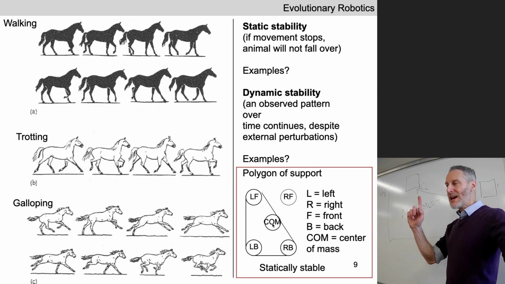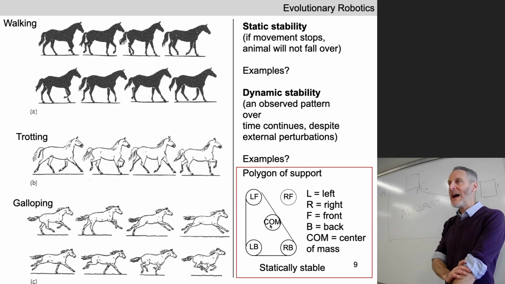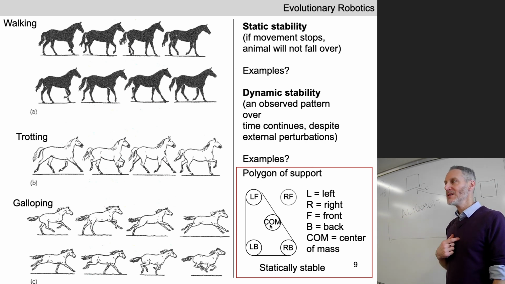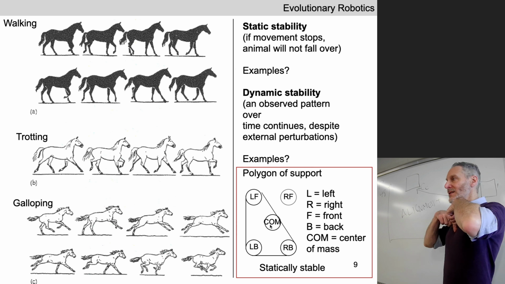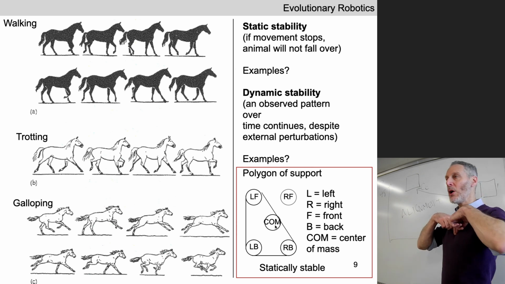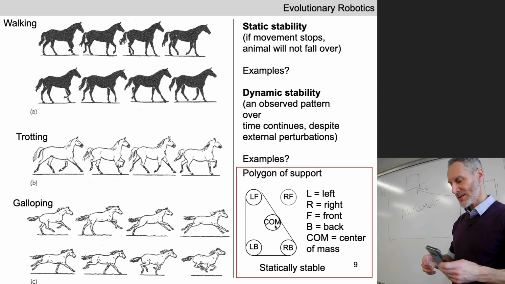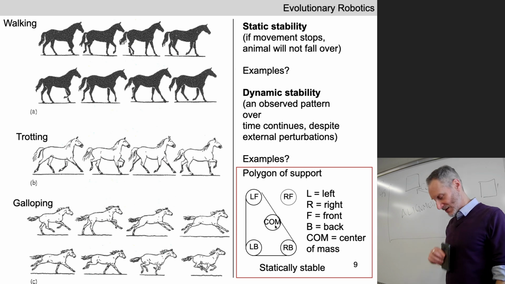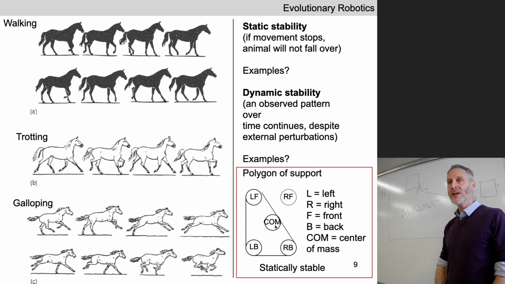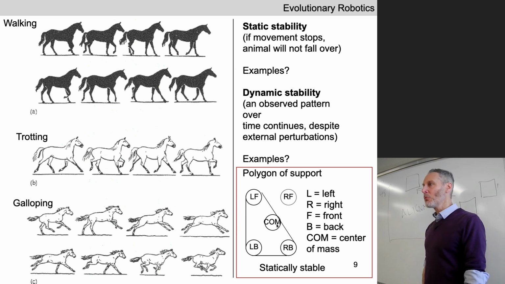We then compute at this moment in time the center of mass of the organism. Where is it? We then take the horizontal component of the center of mass. So if this is more or less where my center of mass is, we drop it back down onto the ground. And if that center of mass falls within my polygon of support, I'm statically stable. If you balance on one leg, you stay balanced as long as your center of mass is within your foot.